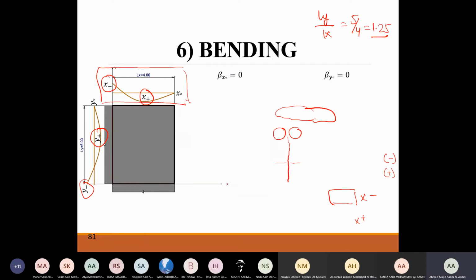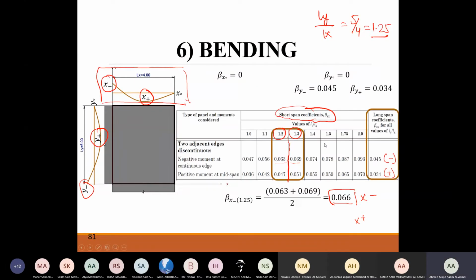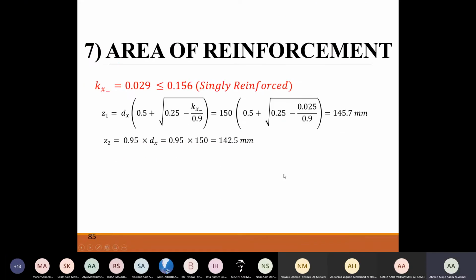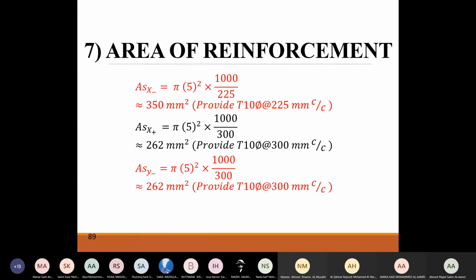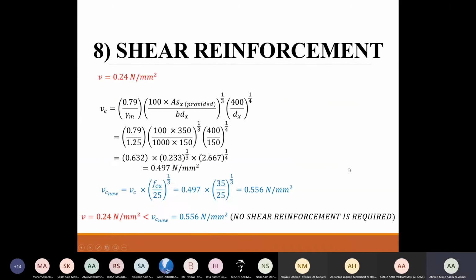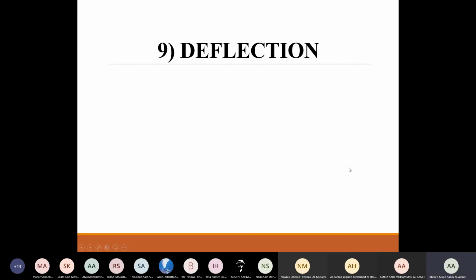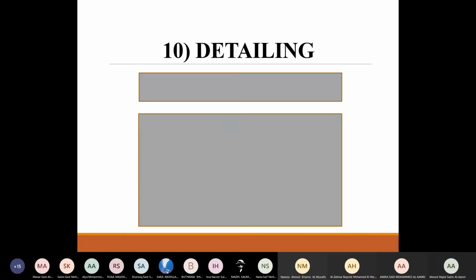So if we take the drawing of bending moment for x, we'll try to check the detailing according to whatever we have drawn. Now you will see the bending moment diagram for x direction was of this shape, where we had x positive here and we had x negative here. Okay, so what does it mean?